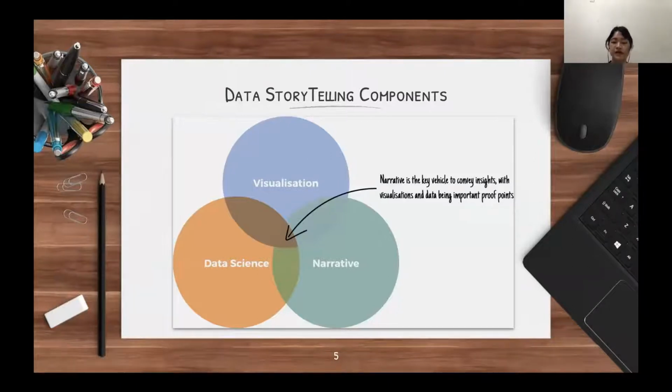The last one is narrative. Narrative is a vital part of data storytelling. It is the last 10 feet of your data analysis. Narrative uses language in a format that suits our particular needs, augmenting our full comprehension of new information. A narrative is a key vehicle to convey insight, with visualization and the data being important proof points. So that's why we think these three components need to exist at the same time when you're doing data storytelling.